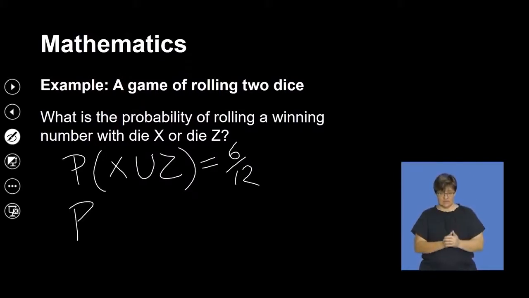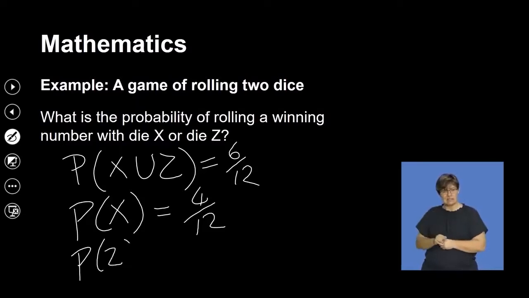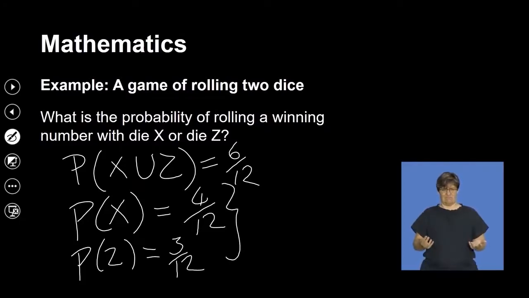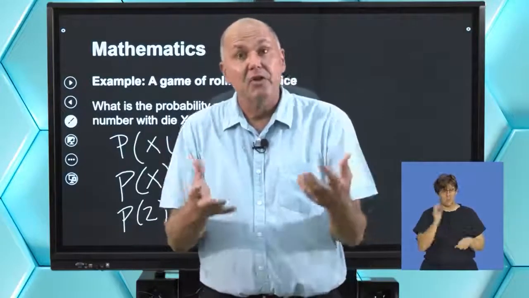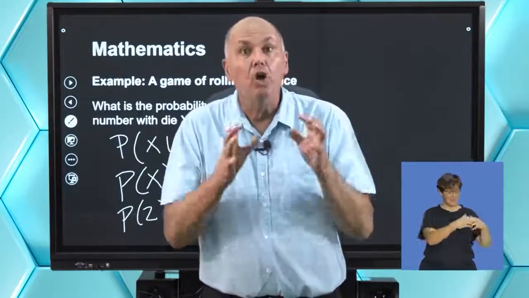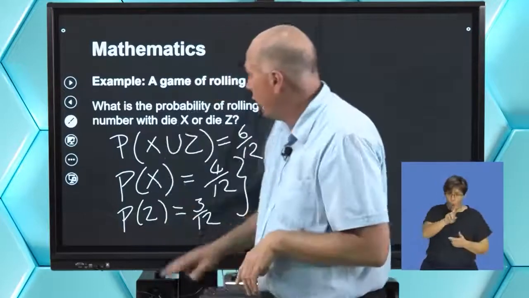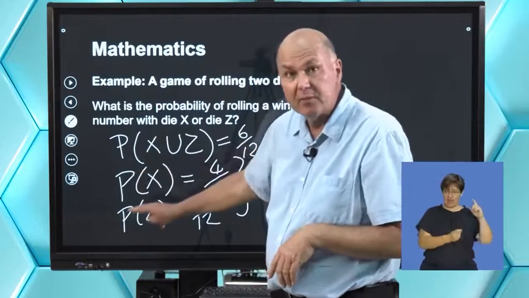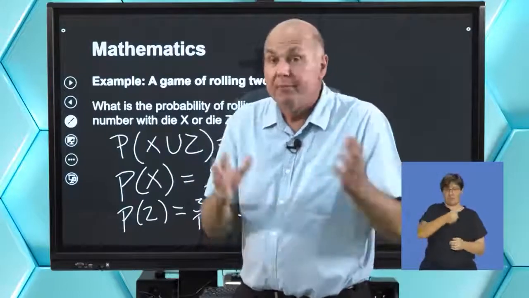But do you remember we calculated earlier that the probability of X was 4 out of 12, and the probability of Z was only 3 out of 12. So guys, that kind of doesn't add up, does it? We've got a little bit of a problem here. And so remember, this is clearly indicating that these 2 sets are not mutually exclusive. Because if they were mutually exclusive, then the OR rule would apply. We'd be able to take the probability of X plus the probability of Z, and it would add up to the probability of X or Z. But that's not the case.